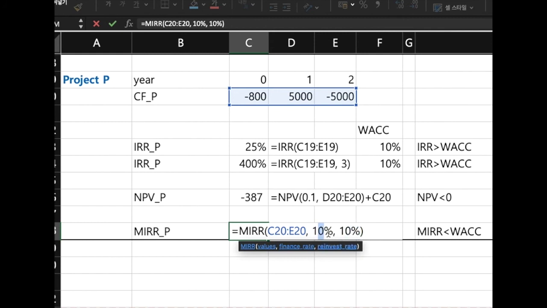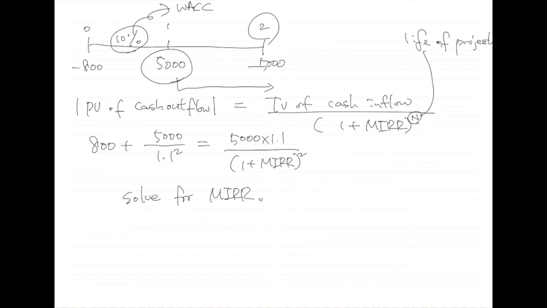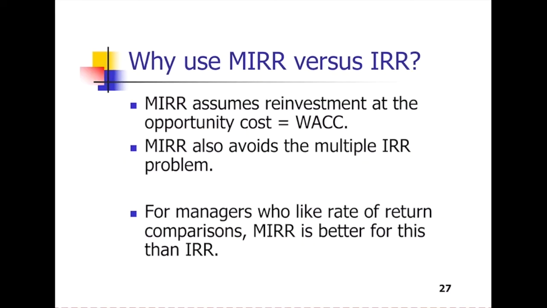So both are the WACC. When you input these three variables and then press enter, you get the MIRR, 5.6%. I used MIRR versus IRR because MIRR assumes the reinvestment rate is the opportunity cost, the WACC.